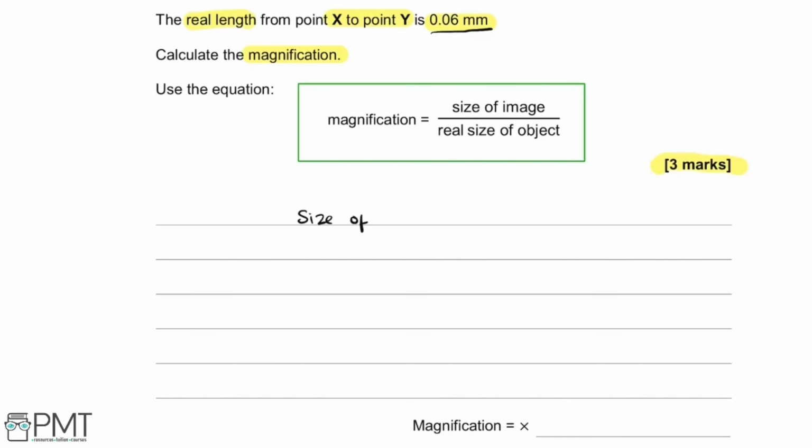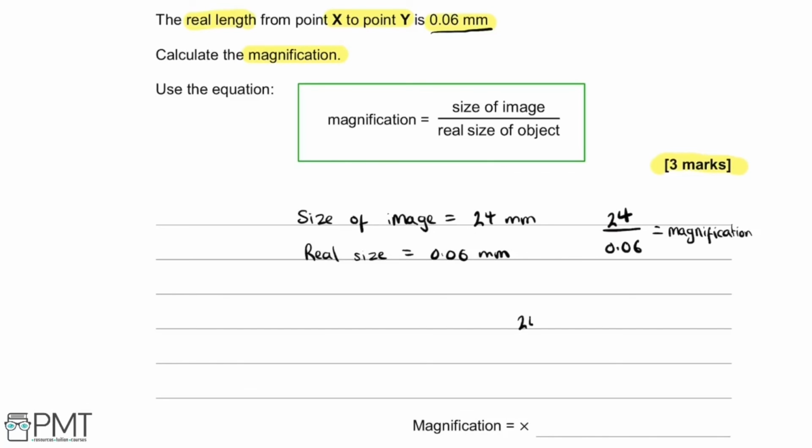So back to the question, we've now recorded our size of image, so that was our 24 millimeters, and then the real size is given to us by the question, that's the 0.06 millimeters, and then we just plug that into our equation. So 24 over 0.06 will give you the magnification. That will tell you how many times bigger the microscope has made the image. So 24 over 0.06 gives you an answer of 400 times. And your marks would be for making that measurement of the 24 millimeters, putting your equation together correctly, and then getting that final answer.